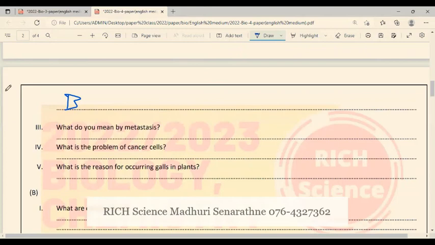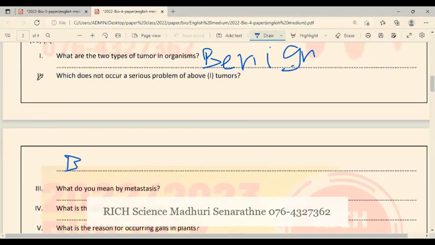After doing this part A, you have to do a deep study on the topic of galls, tumor and cancer. The lesson is lesson number 2, chemical and cellular basis of life. In the cellular basis part, after the cell division part, this is in your resource book. Please review it.